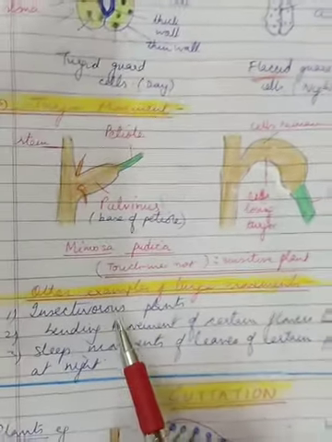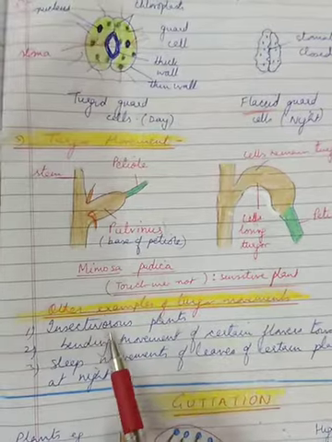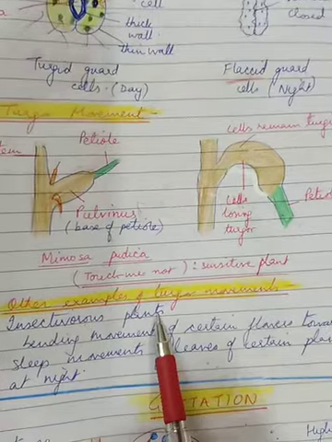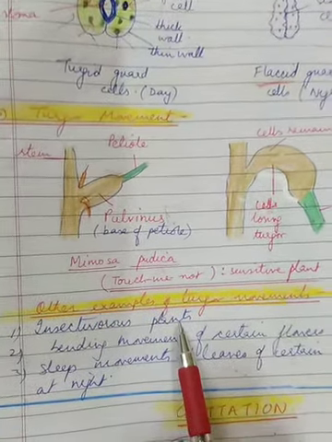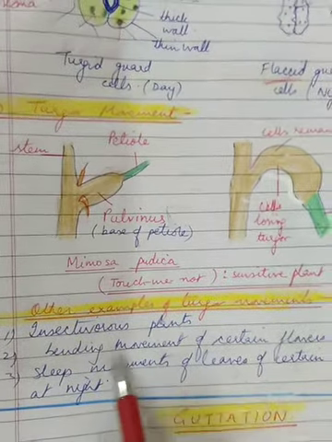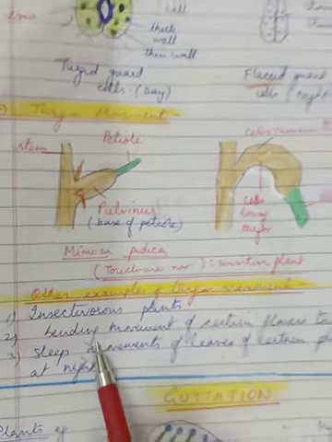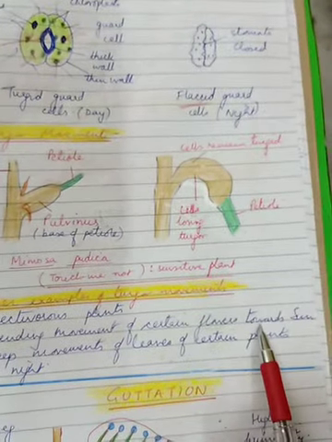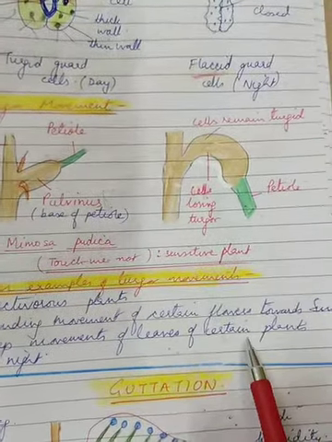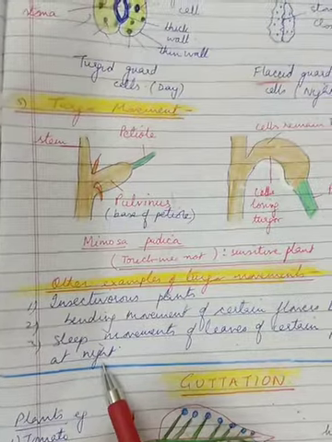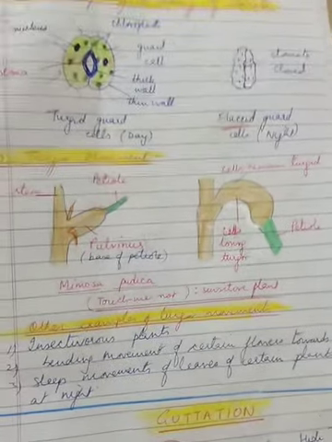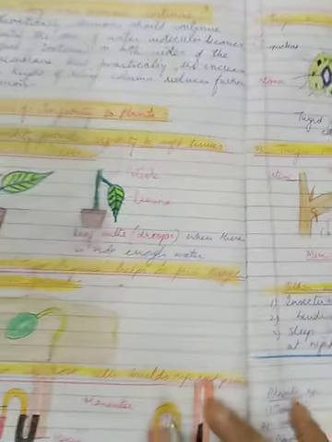Other interesting turgor movements are the movements seen in insectivorous plants, where as soon as an insect comes and sits on the plant, a modified leaf closes, right, to digest the proteins in the insect. Second is the bending movement of certain flowers towards the sun, like sunflower. Then sleep movements of leaves of certain plants at night. So these can be explained by the turgidity. So that is all about the uses of turgidity.